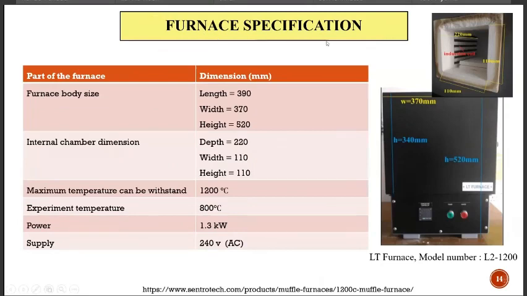For the furnace specification, because we are using the furnace to adjust the condition to high temperature and gaseous environment, the furnace is very important in our development. For the furnace body size, the length is 390 mm, the width is 370 mm, and the height is 520 mm. The maximum temperature this furnace can withstand is 1200, and our experiment temperature has been fixed by the company IHI at 800, so it could be considered for use. It also uses an AC current supply of up to 240 volts.